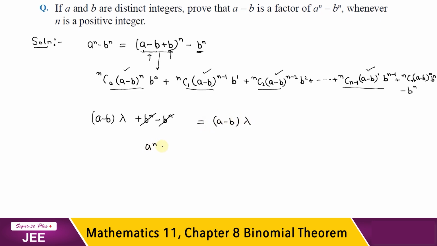Alright, so a raised to the power n minus b raised to the power n is equal to (a minus b) times lambda, which simply proves that (a minus b) is a factor of a to the power n minus b to the power n for all positive integers n. So we have just done a replacement of a with (a minus b) plus b, and then we have applied the binomial expansion, and rest is mathematics. Right? I hope everybody must have understood this simple but yet an important problem, which in itself is a good result to be memorized. Alright, let's move forward.